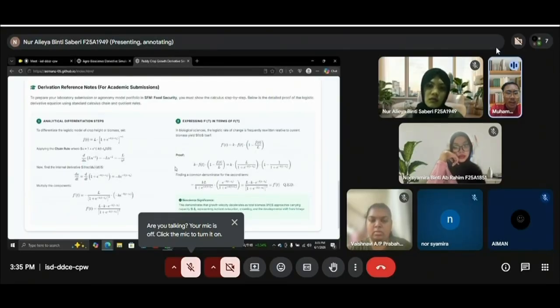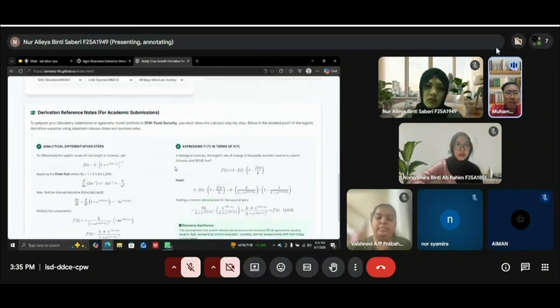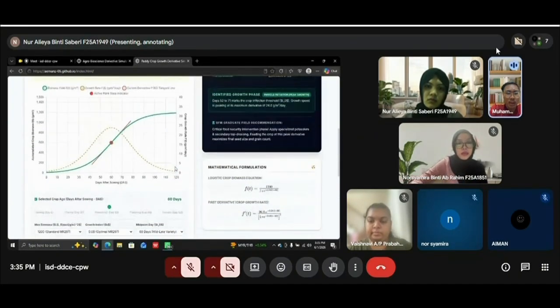Applying top-dressing nitrogen fertilizers exactly at this mathematical threshold maximizes nutrient absorption, increases grain density, reduces fertilizer runoff waste, and ultimately secures higher crop yields to feed the nation. So let's look at how the plant behaves across its 120-day cycle using our interactive simulator dashboard. We can break this down into 5 key growth phases based on the derivative value.